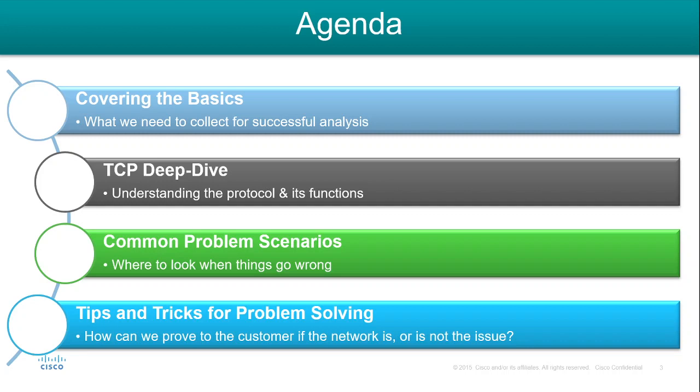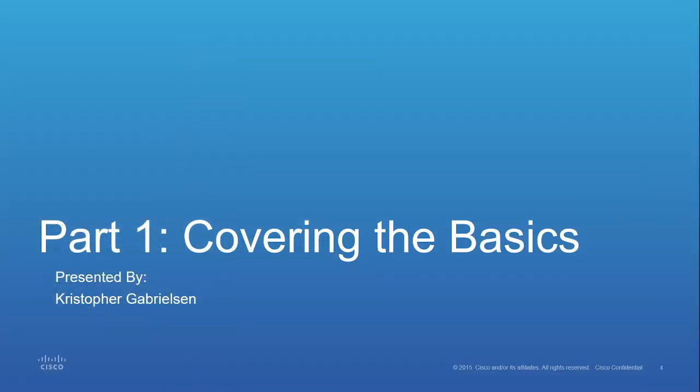Finally, in part four, we've got a few quick tips and tricks for problem solving. Specifically, how could we prove to the customer the network may or may not be the issue? And the example I like to give here is sometimes application slowness is in fact the application. And here we'll be looking at what sort of tools or options are available to us to prove to the customer whether or not the network is at fault. We've got a lot to cover, so let's go ahead and get started right into part one, covering the basics.